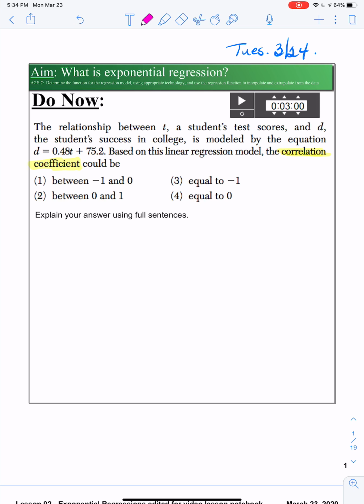Okay, everybody, hopefully you've paused the video and taken a little bit of time to figure this out. And correlation coefficient is that R on your calculator when you do that stat edit calc stuff. And it measures how close the scatter points are when you do a scatter plot to, in this case, making an actual line itself.